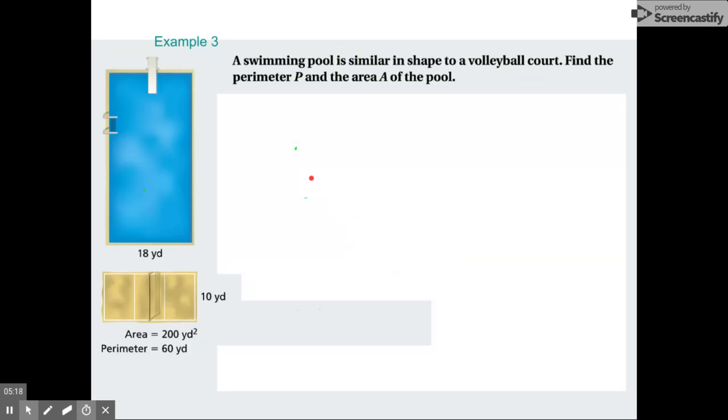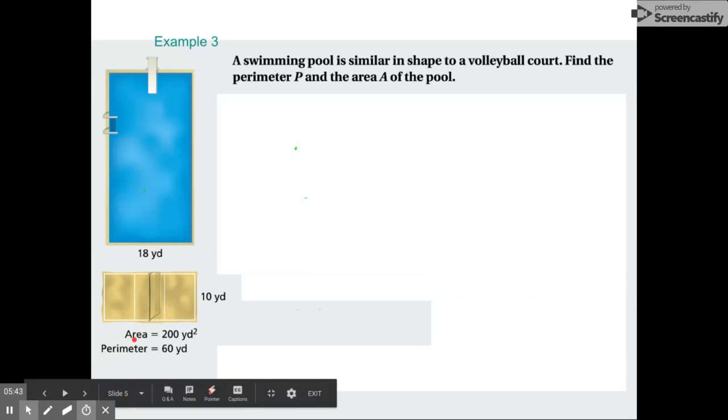Example 3. If we have this swimming pool and it happens to be a similar shape to this volleyball court, it wants us to find the perimeter and the area of the pool when all we know is that it's similar to this rectangle and that one of the sides is 18 yards. Well, we do know that the court is 10 yards on this corresponding side. And we also know that the area of the volleyball court is 200 square yards, perimeter is 60 yards.